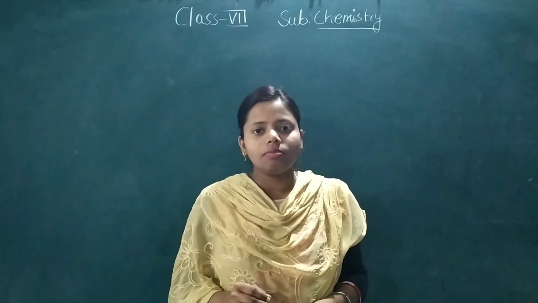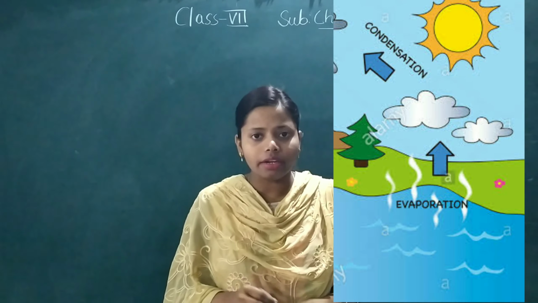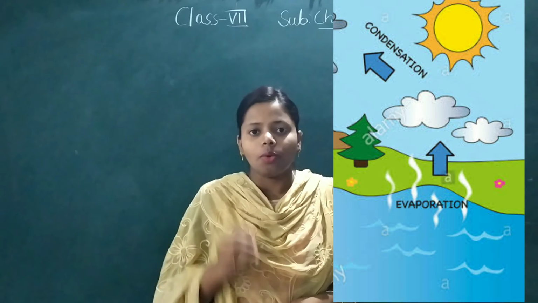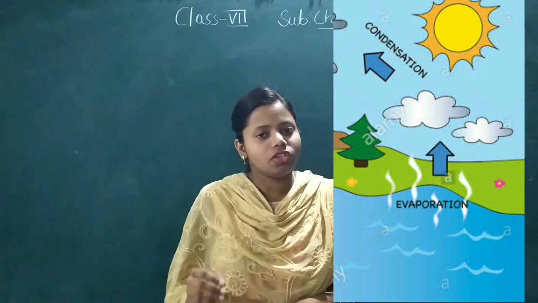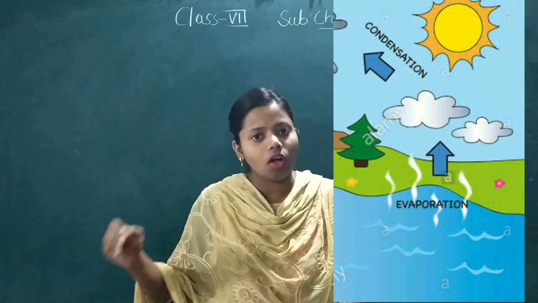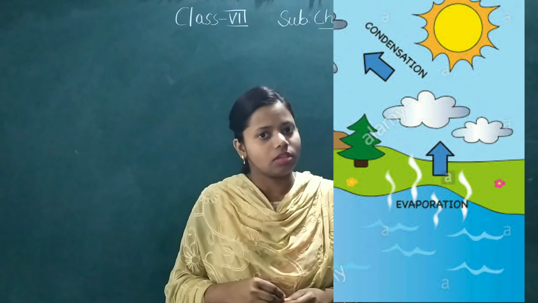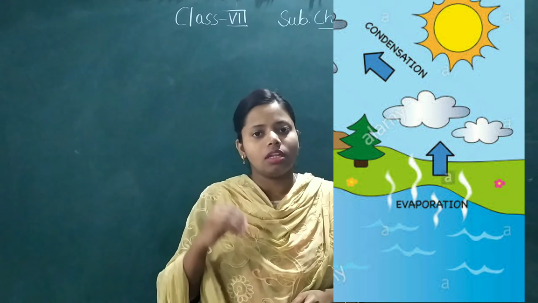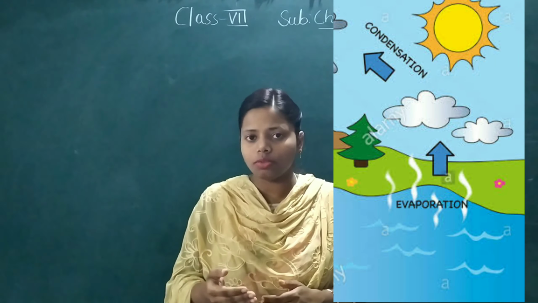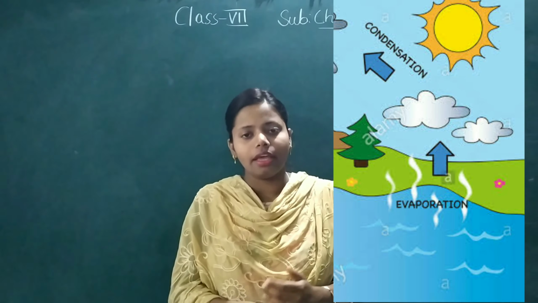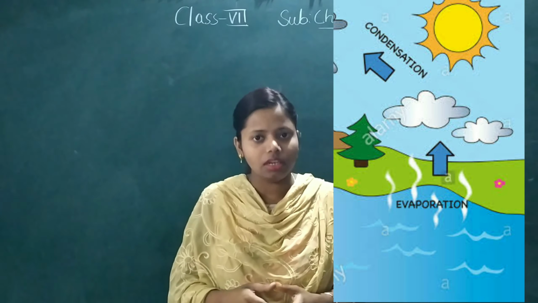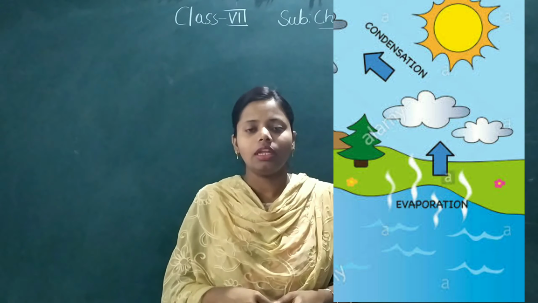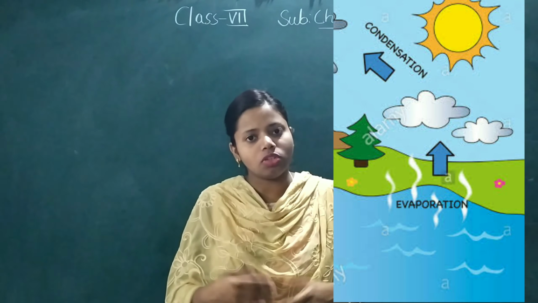For example, the evaporation of river water is an example of evaporation. It is a reversible change. It can be reversed back; the gaseous state can be changed back to the liquid state. That is why it is reversible. It is a desirable change because it is useful.